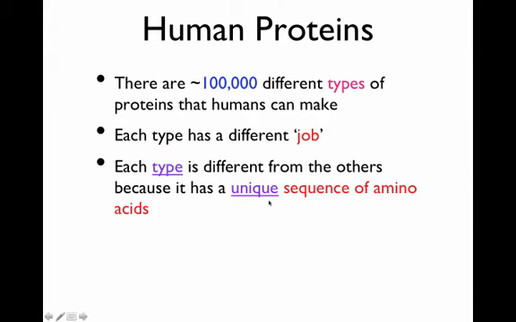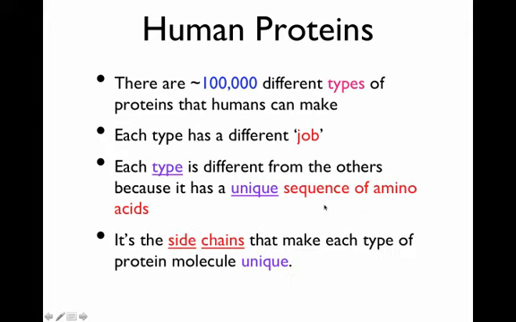So if you attach the amino acids to each other in one particular order, then you make one type of protein. If you attach certain amino acids to each other in a different order, you'll make a different type of protein. And it's the side chains, those R groups, that make each type of protein molecule unique.